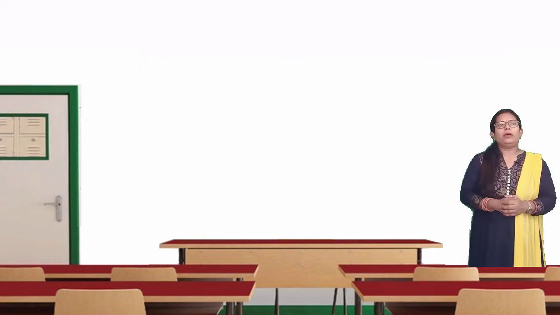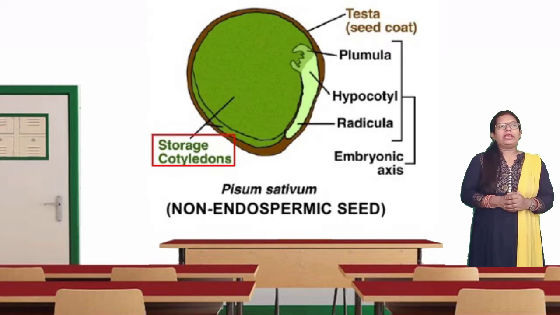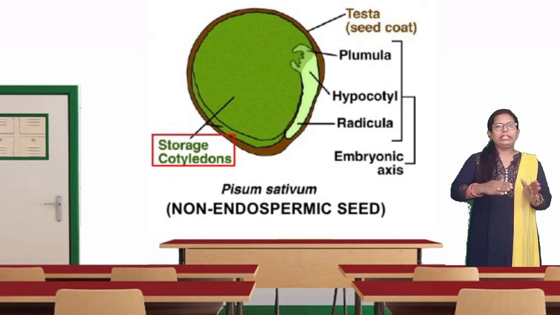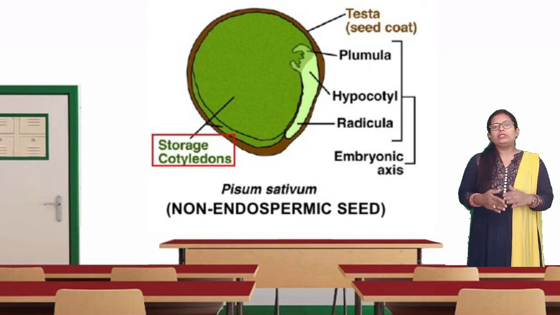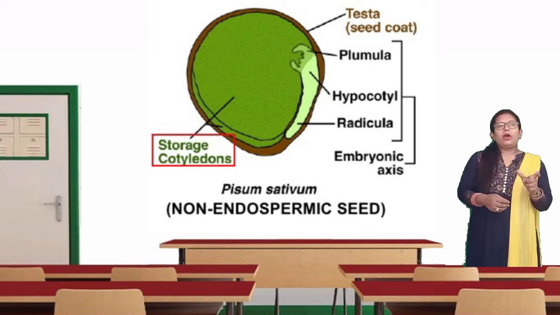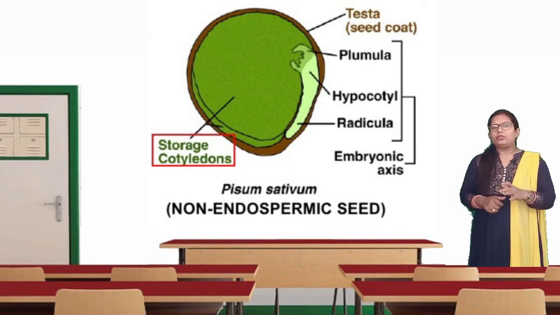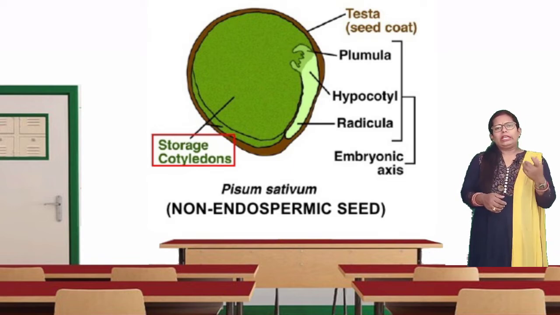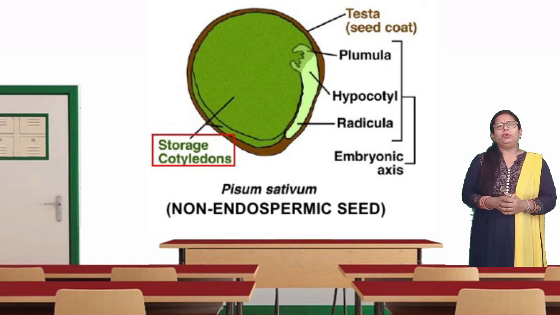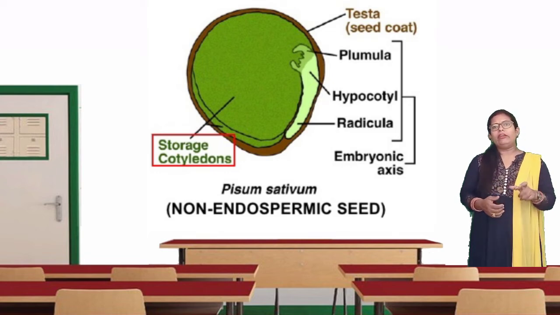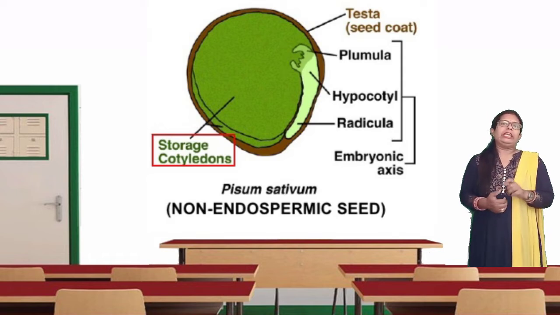Now we will talk about exalbuminous seeds. Exalbuminous means non-endospermic seeds. So in this type of seeds, इसमें क्या होंगे? एंडोस्पर्म एब्सेंट होंगे या तो एंडोस्पर्म बहुत कम डेवलप्ड होंगे. इसमें जो कॉटिलिडन्स होंगे वो कैसे होंगे? थिक होंगे, फ्लैशी होंगे. So we can say that in such seeds the cotyledons store food and become thick and fleshy.